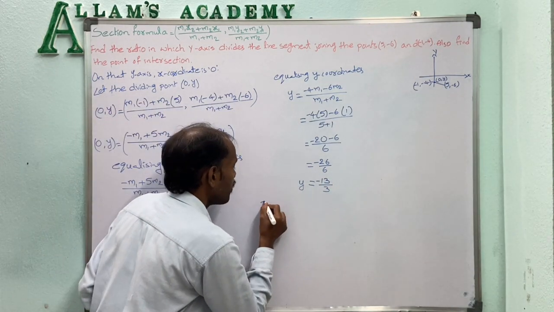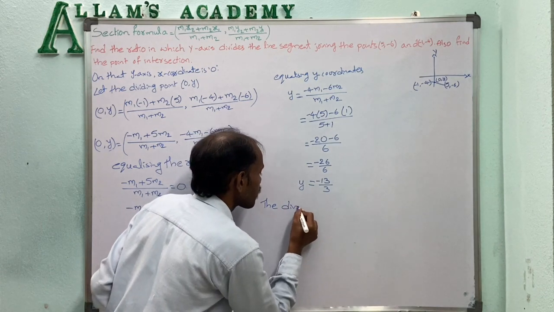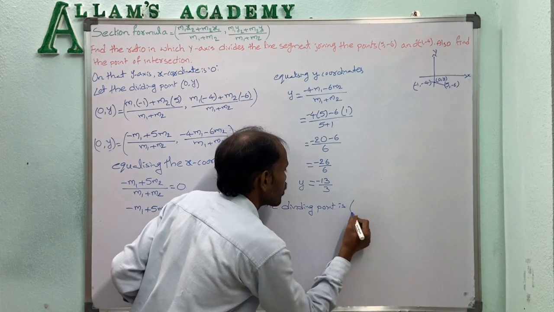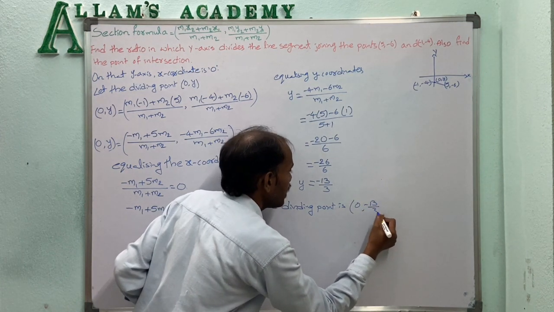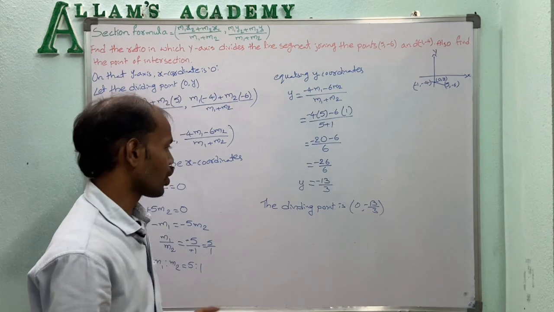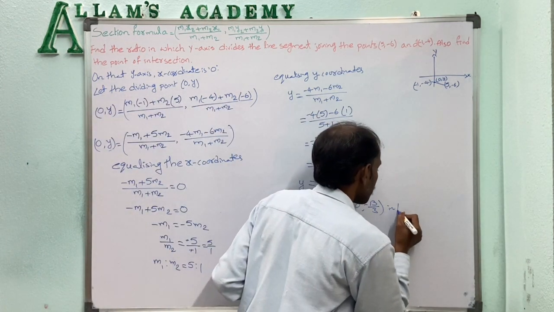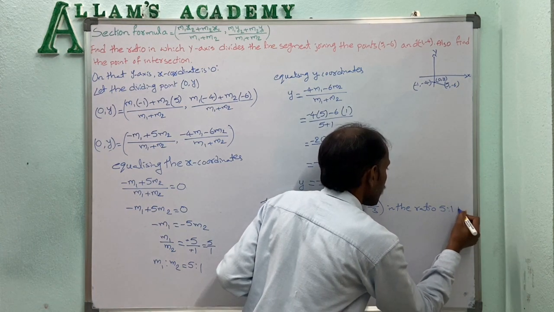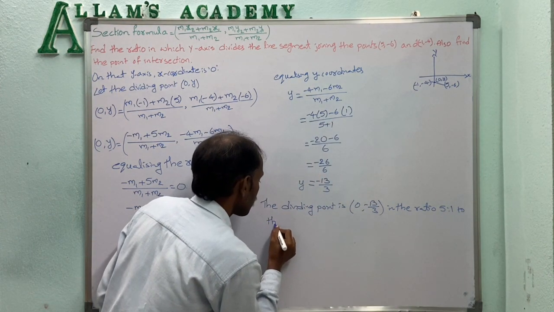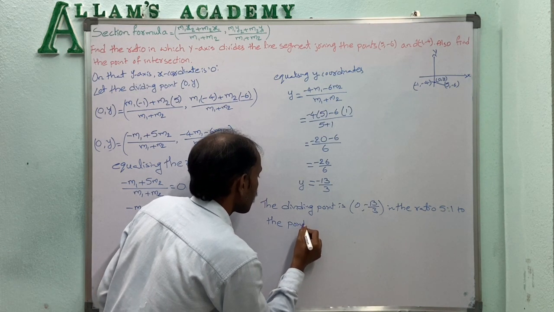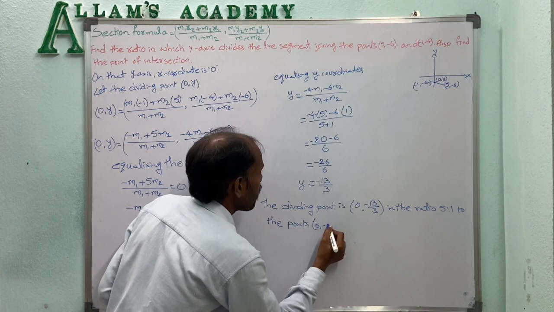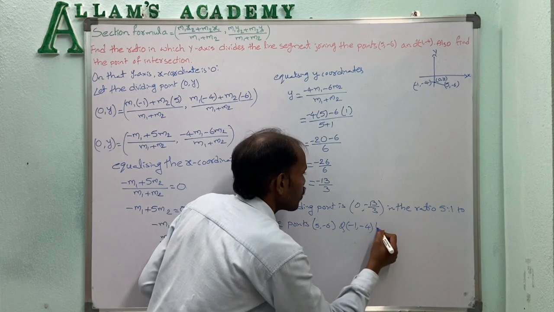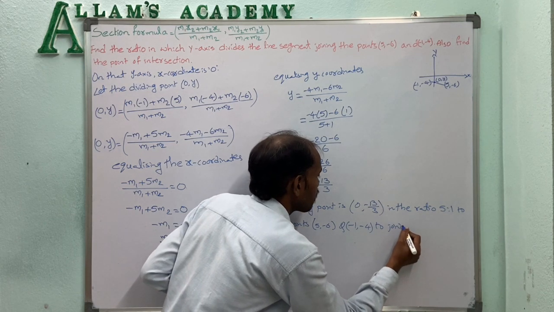So the dividing point is (0, -13/3) in the ratio 5:1, to the points (-5, -6) and (-1, -4) joining the line segment.